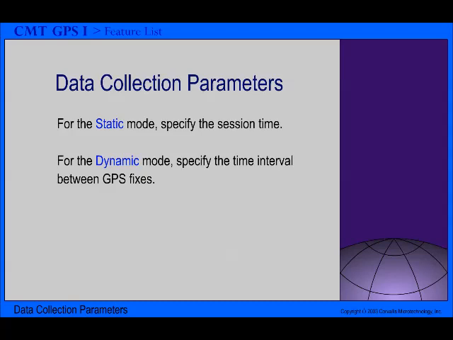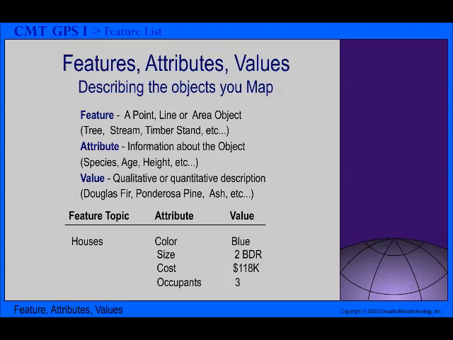When we talk about your CMT field software, I will show you how to enter these data collection parameters into the setup screens. A feature is the object that will be mapped by the GPS system. The ability to describe a feature in terms of a multi-layered database is essential for successful integration with any GIS system. For example, it is possible to map the location of each house on a city block, and simply label each coordinate position as a house. However, the addition of information such as color, size, cost, occupants, etc., will provide the ability to sort and classify the houses by these categories.